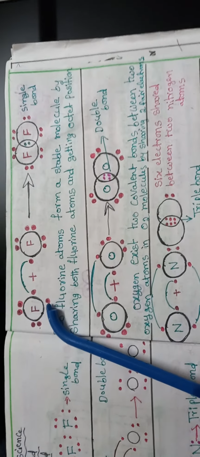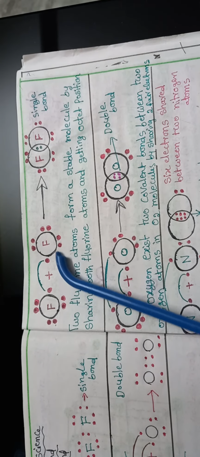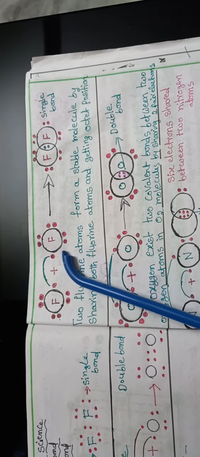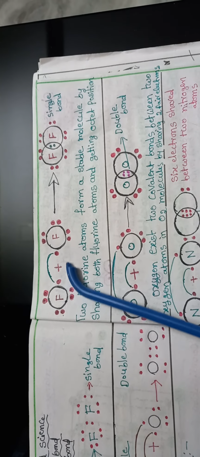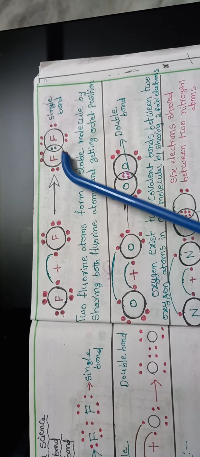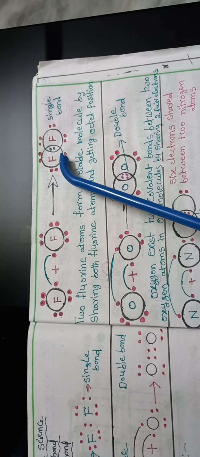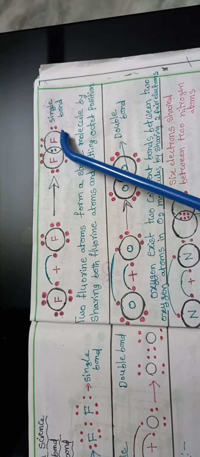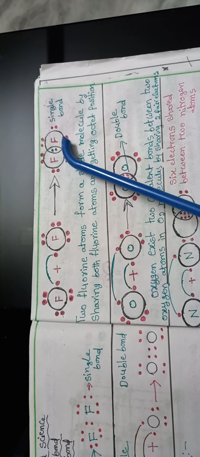There are 7 valence electrons in one fluorine atom, and the second fluorine contains 7 electrons. One valence electron from each is shared by the two fluorine atoms. These two electrons are shared by two fluorine atoms and form a single bond for getting octet position.